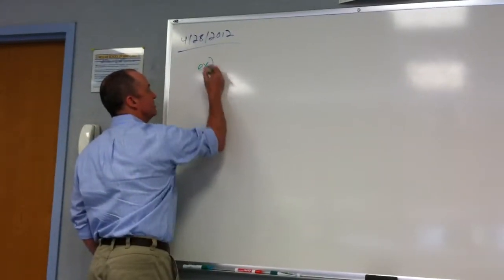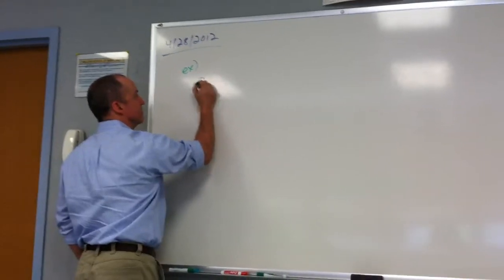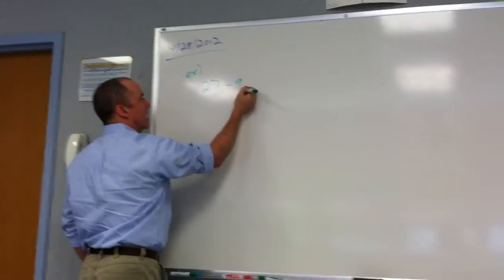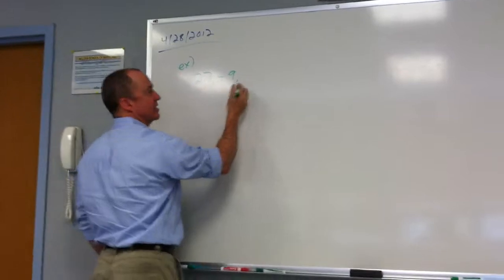There's another example. What is the general rule? This is another example of a geometric sequence.